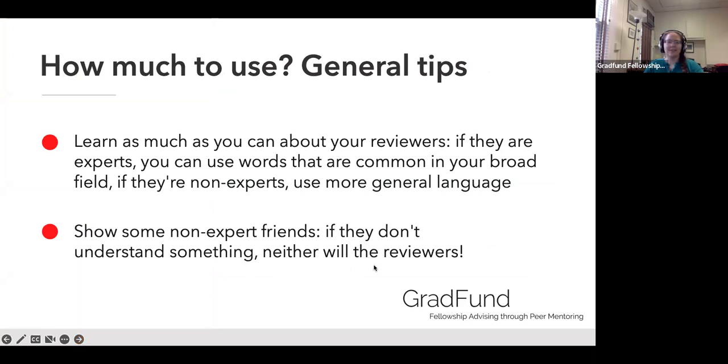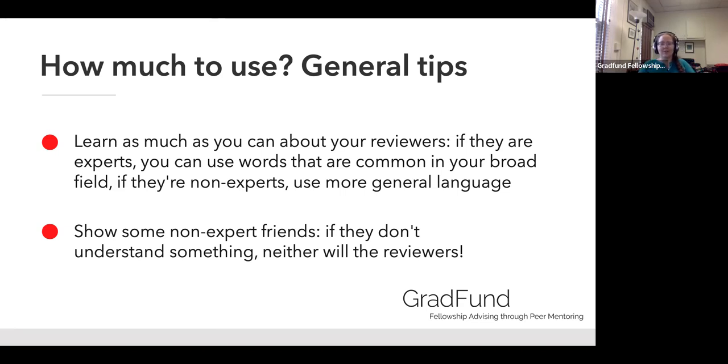So how much to use? These are general tips. What does sparingly mean? As we've mentioned, and as you've asked, learn about your reviewers. If they're experts, you can use words that are more common in your broad fields. If they're non-experts, you should use more general language.